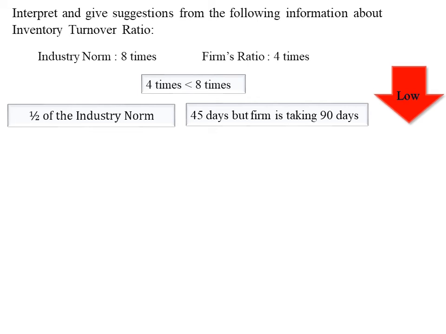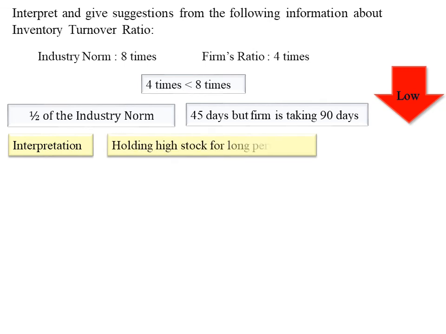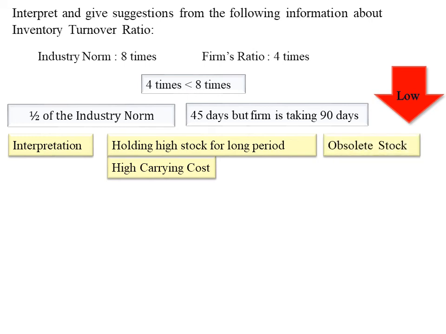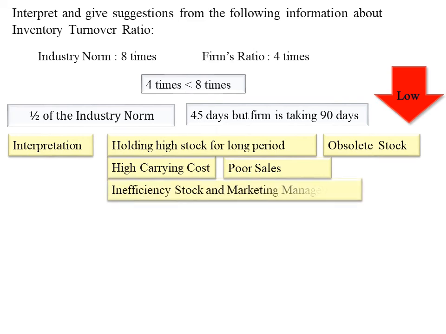That means the firm is holding a high level of stock for a long period. It requires high carrying cost and there are chances of stock becoming obsolete. Now this ratio can be low because of poor sales, and sales can be poor because of inefficiency of marketing management. So overall we can say it indicates inefficiency of stock and marketing management. So what should be our suggestions?